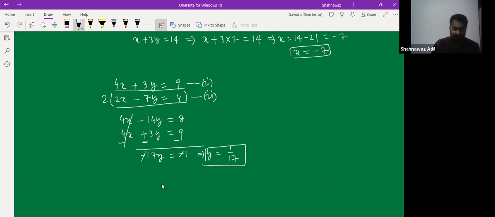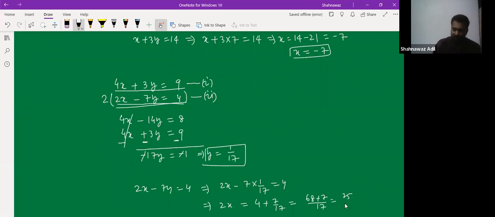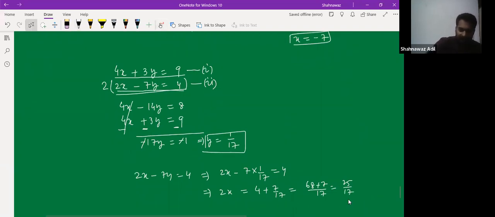Now we can calculate x from here. So 2x minus 7y is 4. So 2x minus 7 into 1 by 17 is 4. So 2x equals 4 plus 7 by 17. So this is how much? 68 plus 7 by 17. So this is 75 by 17. So this will be how much?